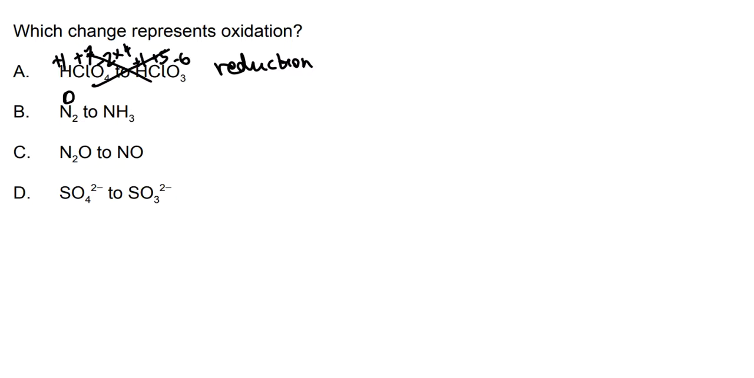Nitrogen has an oxidation state of 0 when it's in its diatomic form. Here we have +3 for the hydrogens, and we're going to have -3 for the nitrogen. And so this is again reduction, so we can eliminate that option. Here we're going to have +1 for each nitrogen and -2 for oxygen. Then we're going to have +2 and -2 for the nitrogen monoxide. And here we see an increase in oxidation state, which is going to be oxidation. So C seems to be the correct answer.